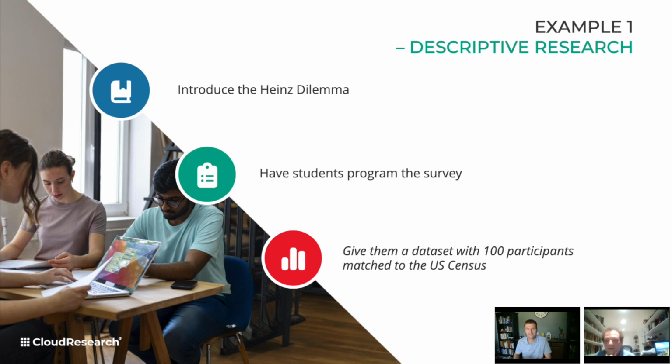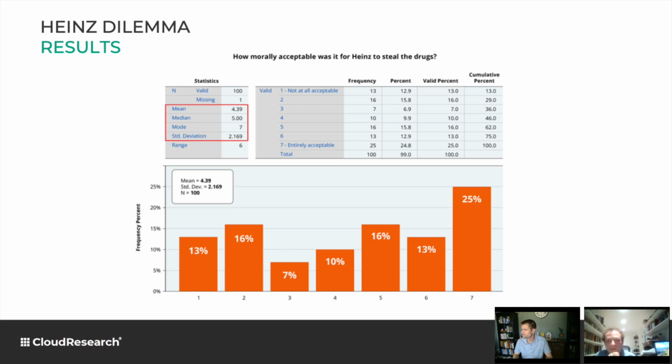Instead of collecting that data, though, the chapter gives them a data set with responses from 100 people matched to the US Census. Students then learn how to analyze that data to see what people think, and they learn to create a figure that looks something like this. So as you can see, this gets students active. It allows them to apply what they're learning. It allows a teacher to talk about all kinds of related concepts like statistics and distributions and how you describe what people think. But here's where things get really fun.